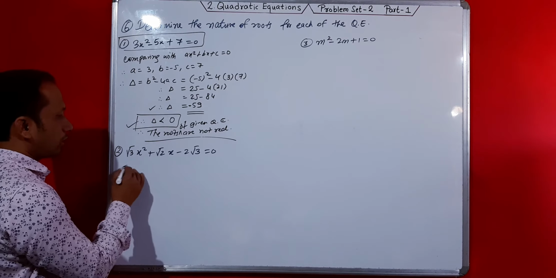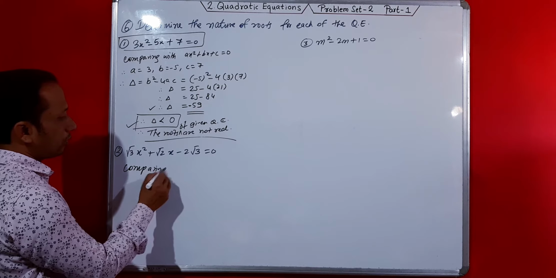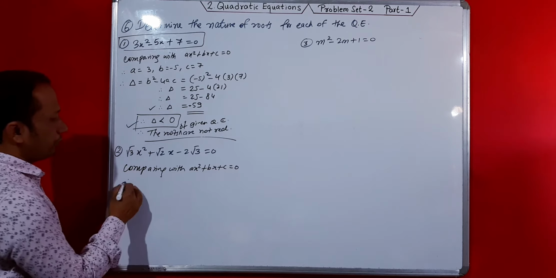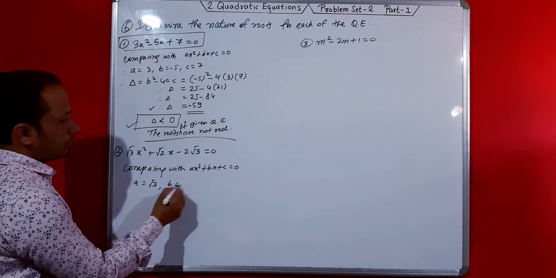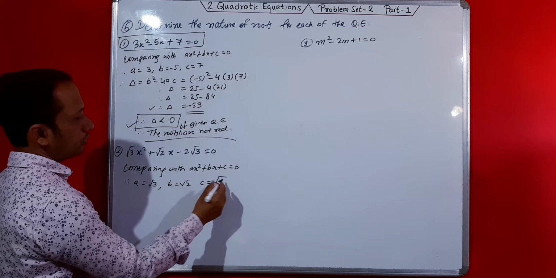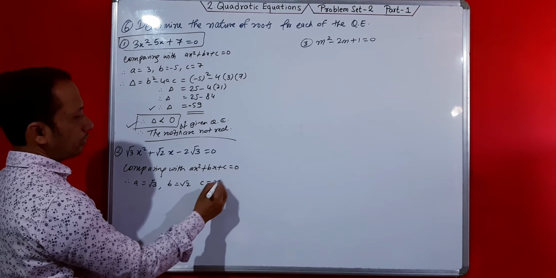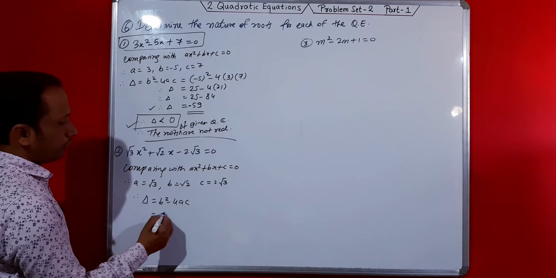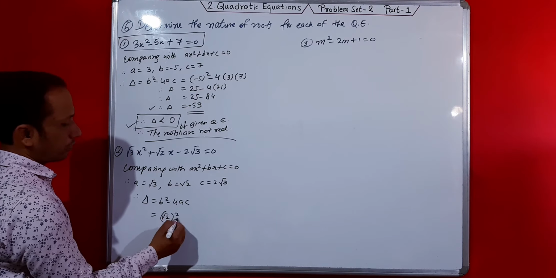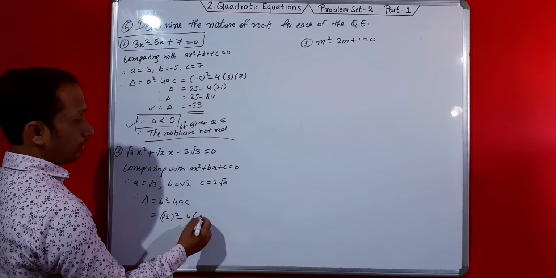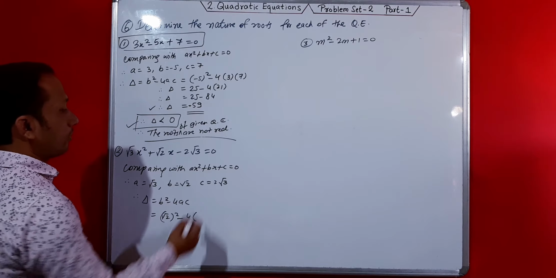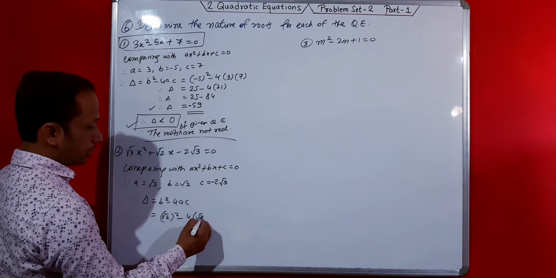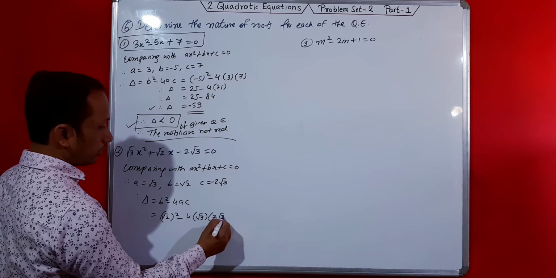Come to the second. Comparing with ax square plus bx plus c is equal to 0, therefore a is equal to root 3, b is equal to root 2, c is equal to 2 root 3. Therefore delta is equal to b square minus 4ac. So b square is root 2 square, minus 4 into a into c. This is minus actually, minus 2 root 3. This is root 3, and in the second bracket, 2 root 3.